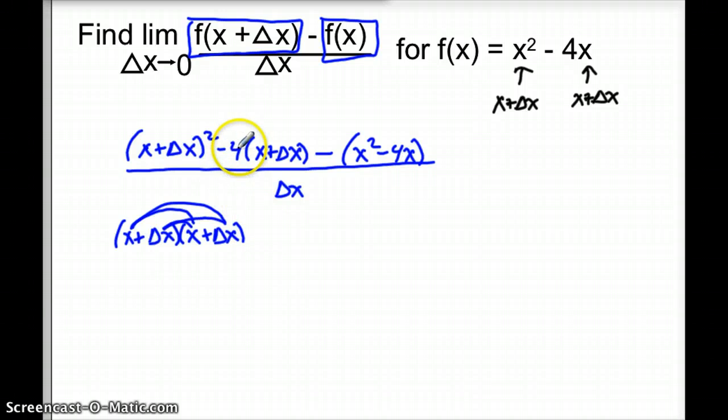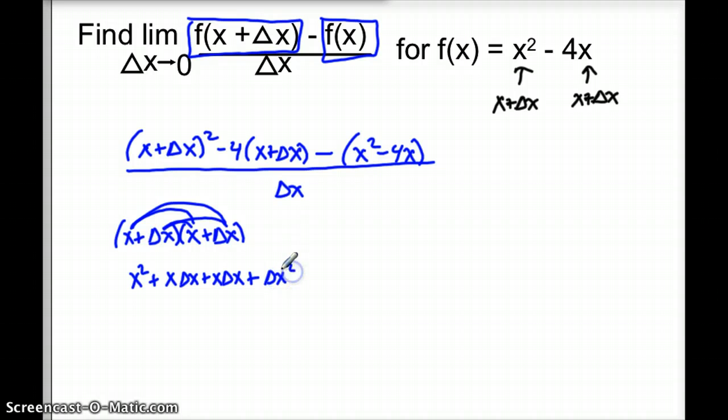And then we have this, minus 4 times x plus delta x. And then we're going to distribute that negative. All right? So first times first is x squared. x times delta x is x delta x, and then x times delta x again. Just write them in the same order so you can tell that they're like terms. And then delta x times delta x.